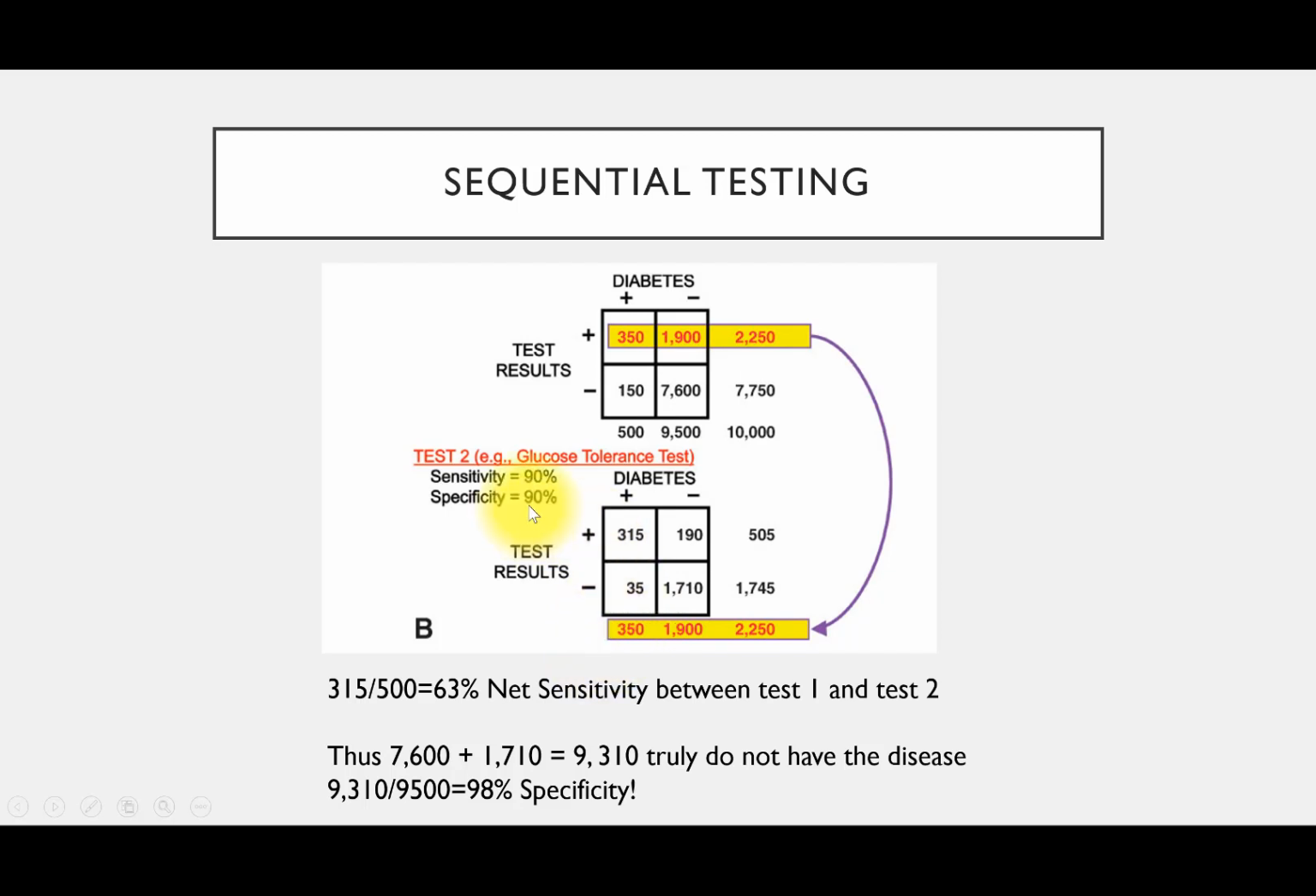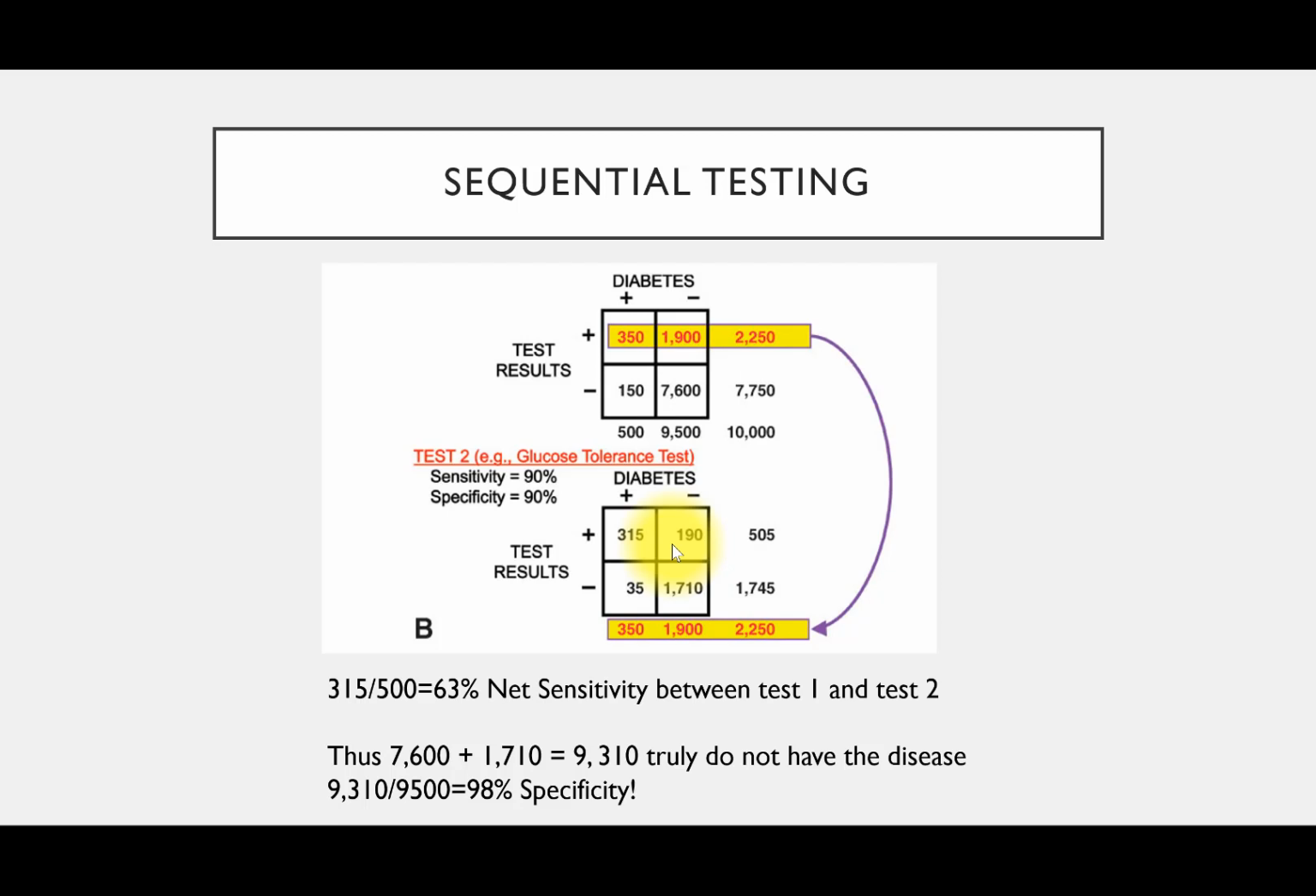Likewise, 90% specificity of the 1,900 people who are brought back. This time around we're going to get 1,710 people to test negative, but we're still going to get 190 people who are going to test positive, and they're actually negative.